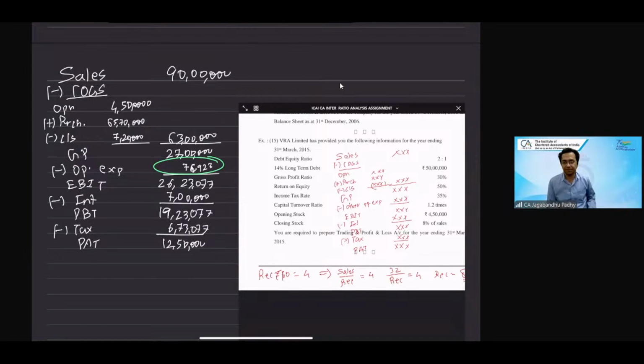Are we all good? Yes. Okay, then let's take a break, guys. Break of 10 minutes. And then we'll come back and solve few more questions of ratio.